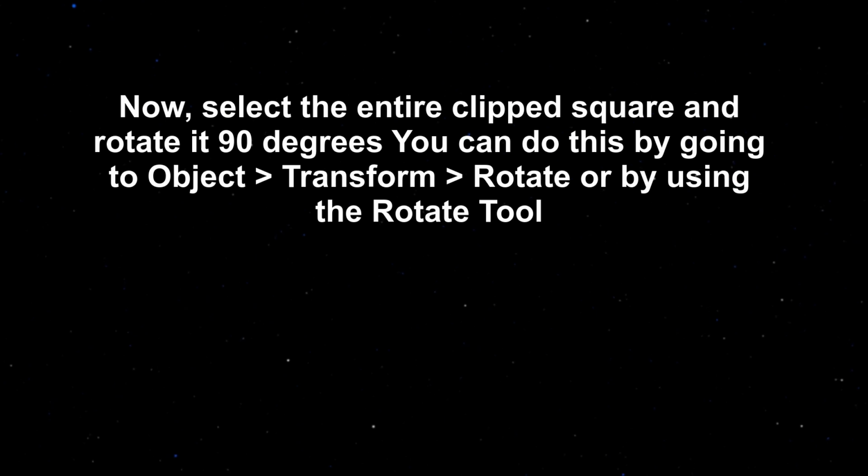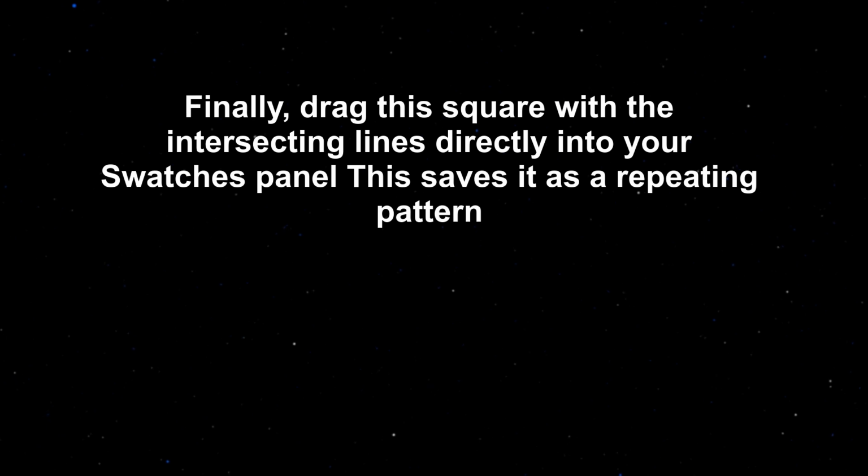Now, select the entire clipped square and rotate it 90 degrees. You can do this by going to Object > Transform > Rotate, or by using the Rotate tool. Finally, drag this square with the intersecting lines directly into your swatches panel. This saves it as a repeating pattern.